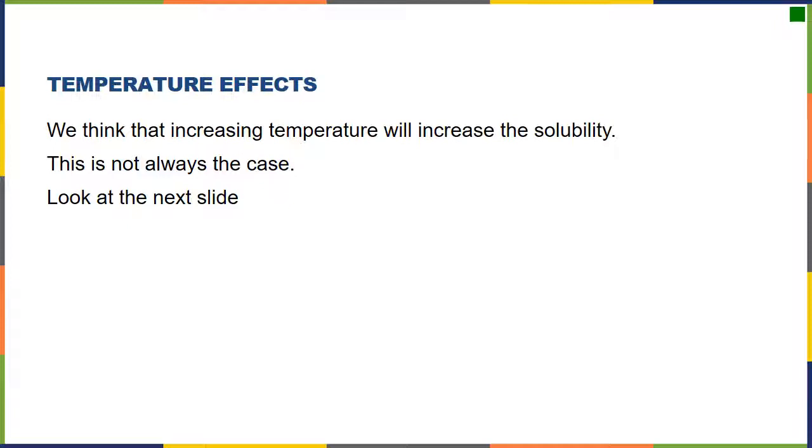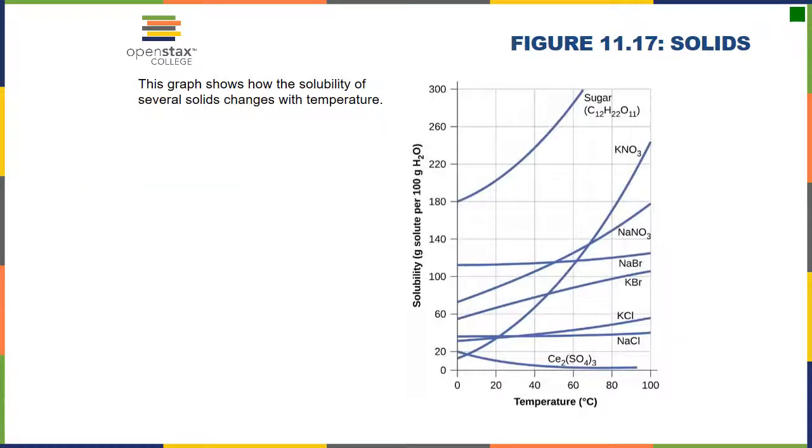Temperature effects. We think of increasing the temperature as increasing the solubility. That works for some, but not all solids, and it never works for gases. So let's look at some examples. In order to figure out the solubility, you really are going to have to go to the lab and graph it. If we look at sugar, we see what we know, and that is that as we increase the temperature, we increase the solubility. But if we go down here and look at cerium sulfate, we notice that as we increase the temperature, it in fact becomes less soluble.